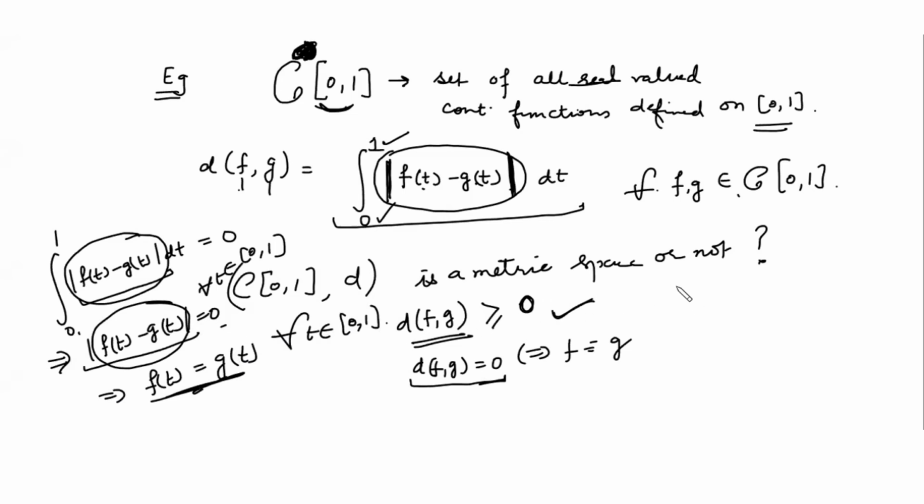Now just see the third property. Since there is a mod, either you write f(t) minus g(t) or g(t) minus f(t), one and the same thing. So this is the same as the integral from 0 to 1 of mod of g(t) minus f(t), and that is d(g, f). So the third property is also shown. It satisfies the symmetric property.